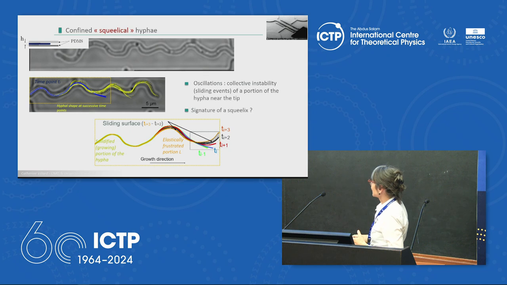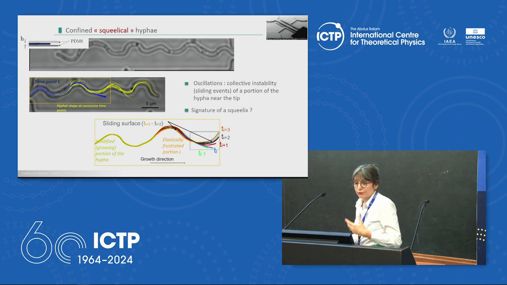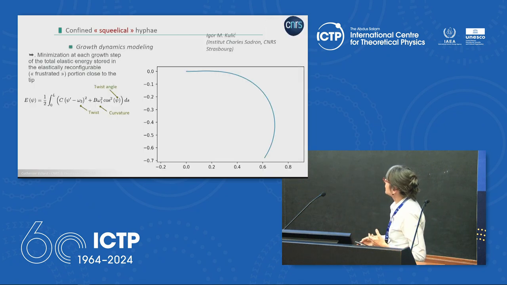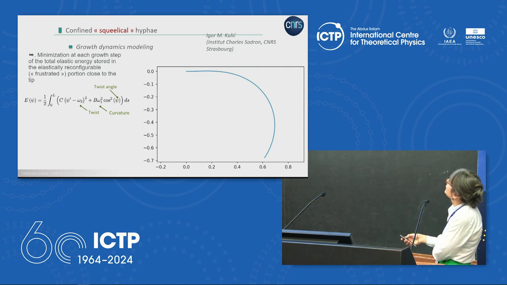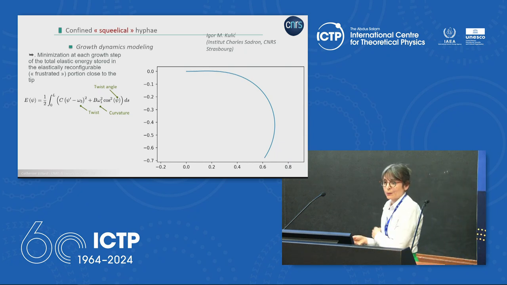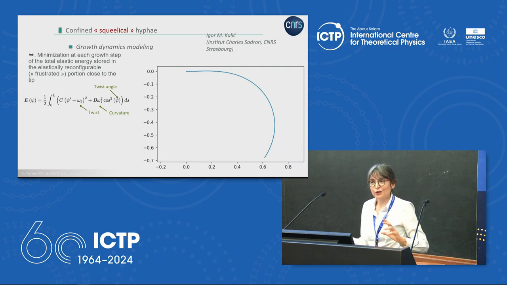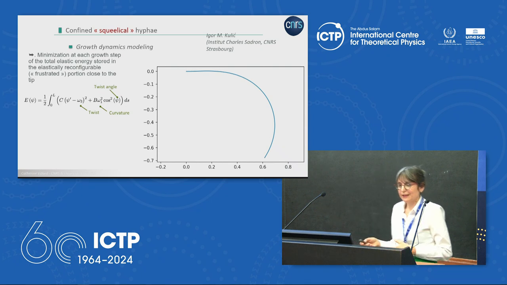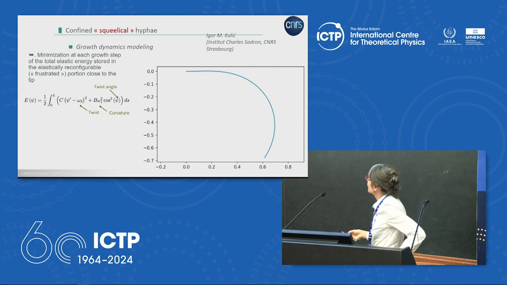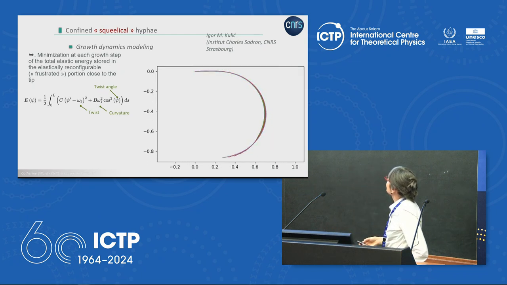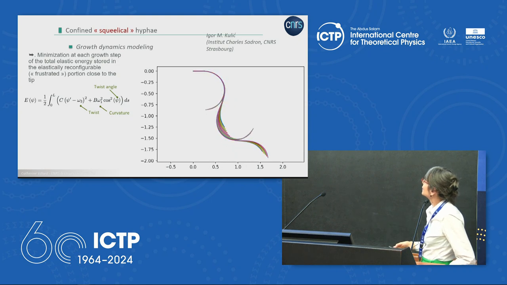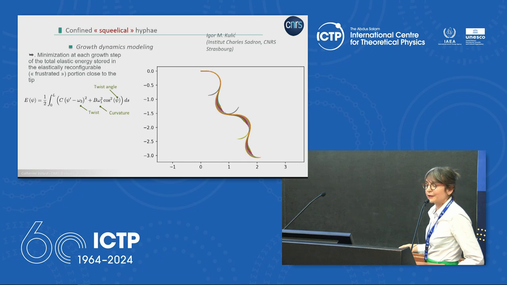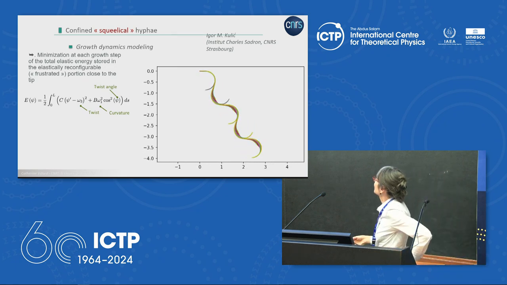For that, we think of a model where, as you see, one part of the hyphae is solidified and doesn't move, and only a part close to the tip can undergo a massive rearrangement. This is the work of my colleague Igor Kulik in Strasbourg, in a model where he considers a minimization of the energy of a frustrated part close to the tip that involves twist, curvature, and twist angles. What he has seen is that we can reconstitute these instabilities of this growing hypha. So it seems that we have indeed a signature of it.